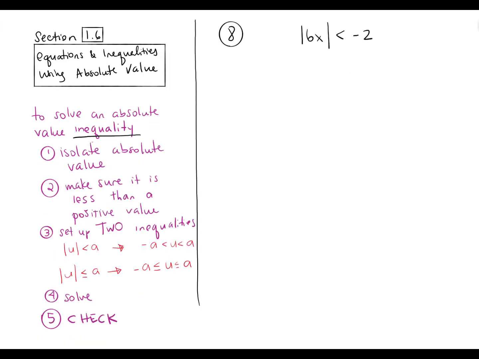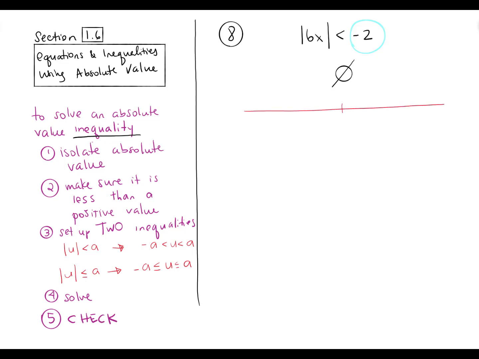Let's move on to number 8. Now this question says the absolute value of 6x is less than negative 2. We're looking at this and it follows step 1. The absolute value is isolated. But looking at step 2, it is not less than a positive value. It has a negative value right over here. So we can't do it. Technically, our answer is no solution. But I want to take a little bit of time to explain why this is true.